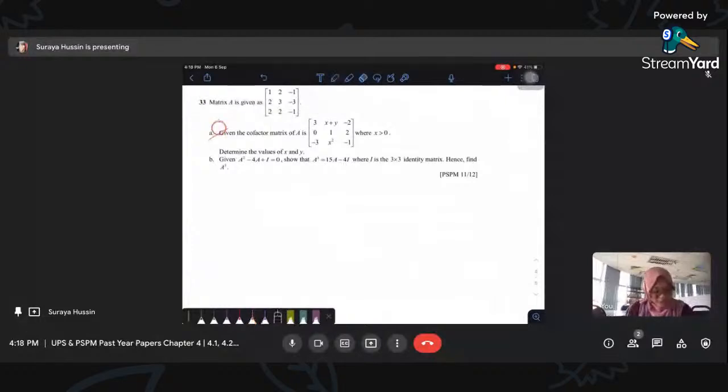Kenapa student saya semua senyap je ni? B. River said B. Is it B? Is it River only? Ke kamu ada masalah dengan A?